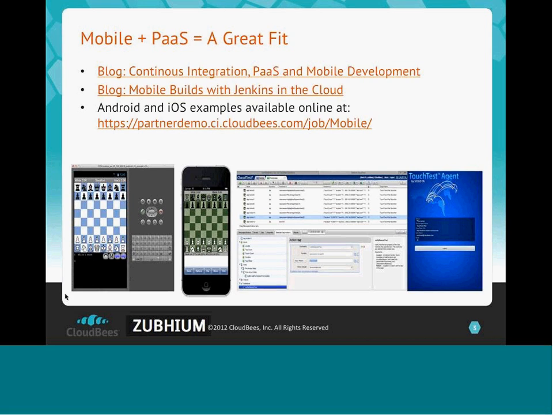So if you want to set up your own jobs, go to the URL I'm showing there, partnerdemo.ci.cloudbees.com, and we'll have that in a minute. If you have a look at the mobile folder, you'll see a whole set of jobs that I've set up with examples of how to do what's in the blogs. So see the demo that we're going to run today.